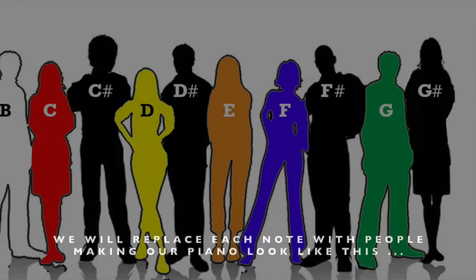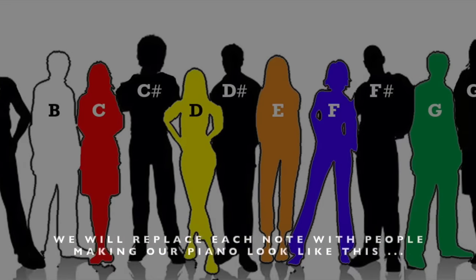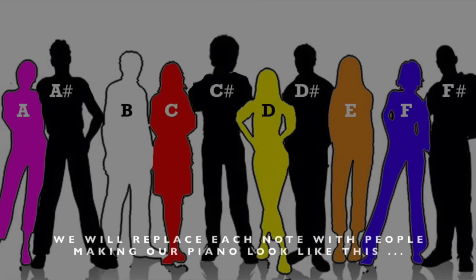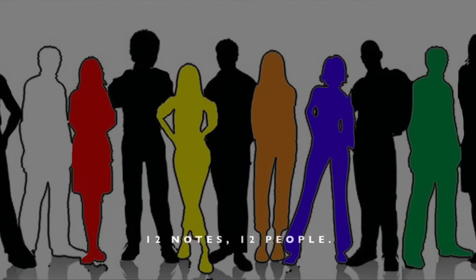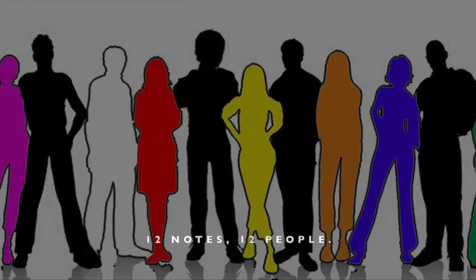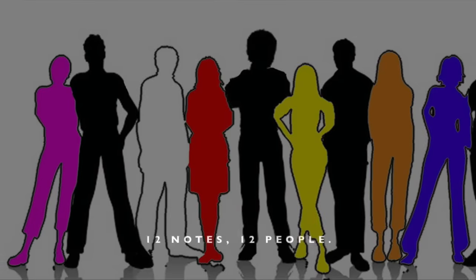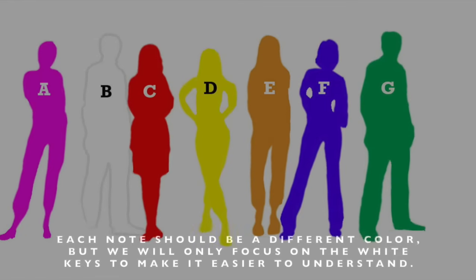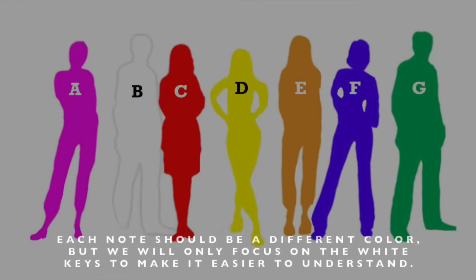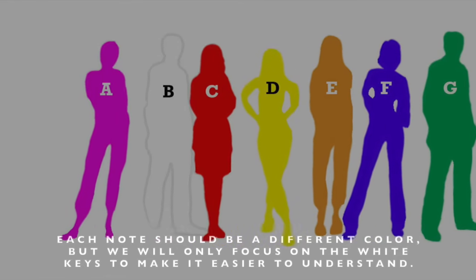We're going to replace each note with people. So now our piano looks like this. There's 12 different notes, 12 very different people. Each note would actually be a different color. There's 12 of them, but to make it easier, we're only going to focus on the white keys.